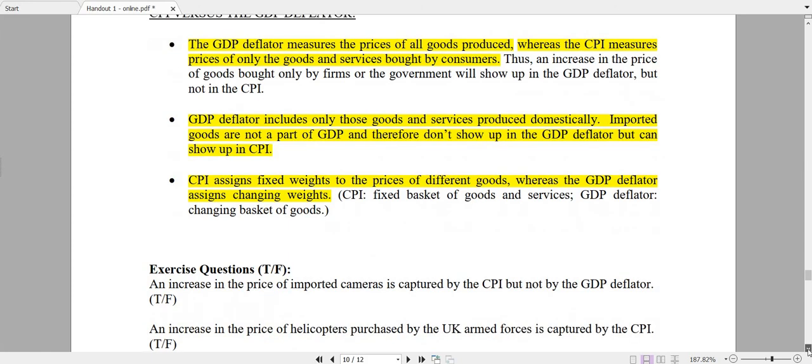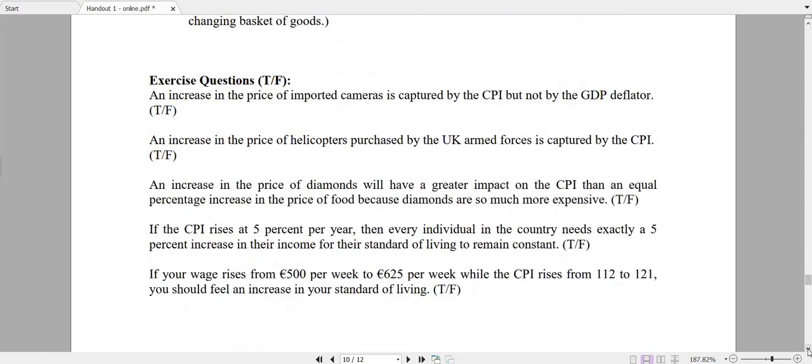Now let's just go over some exercise questions which will further enable you to understand the difference between CPI and GDP deflator. They are simple true and false questions. So let's just go over these questions one by one and see if you can figure the answer of these questions out for yourself. So the first question is that an increase in price of imported cameras is captured by CPI but not the GDP deflator, right?